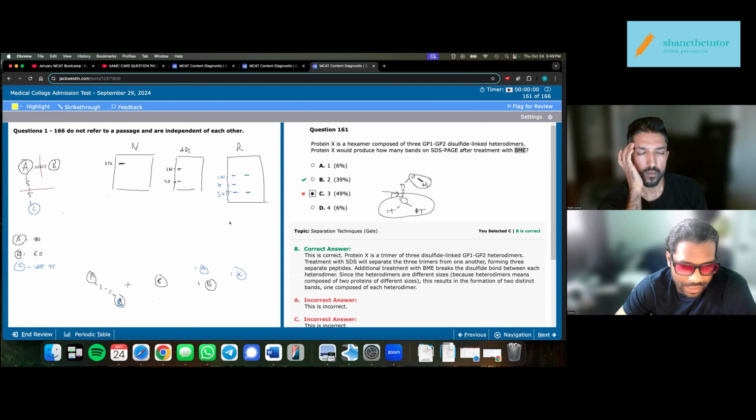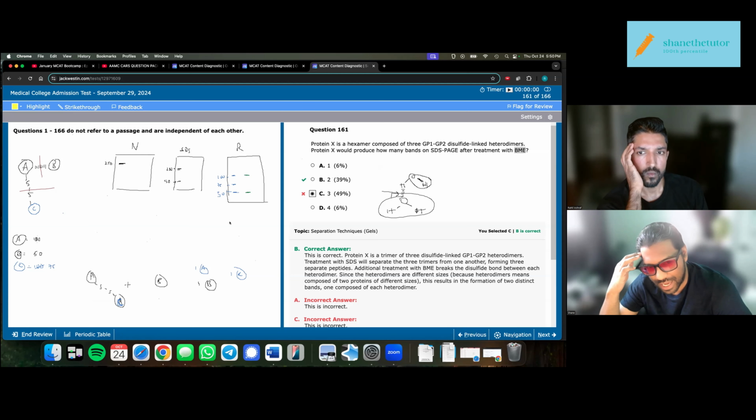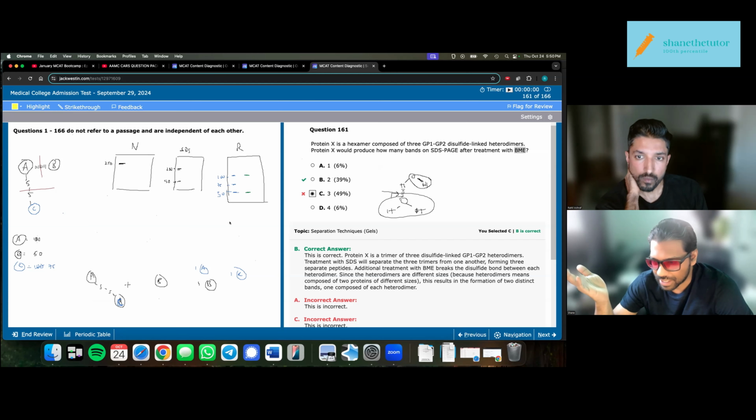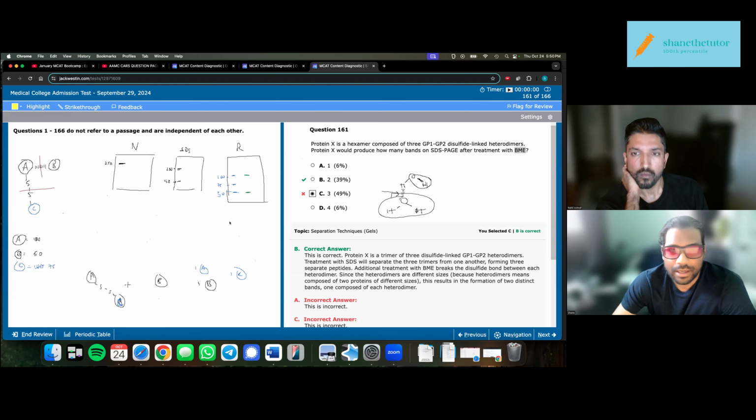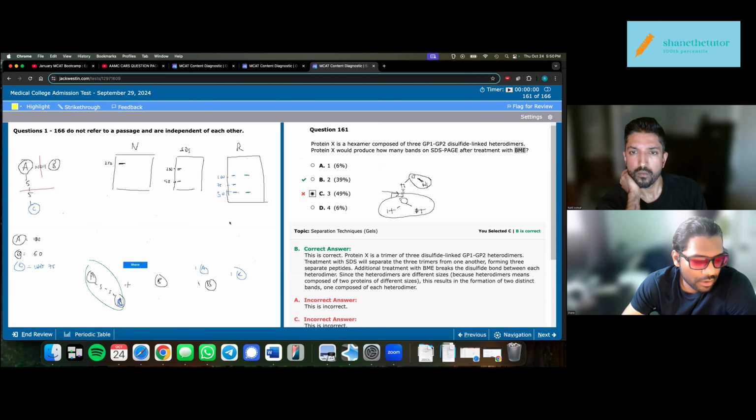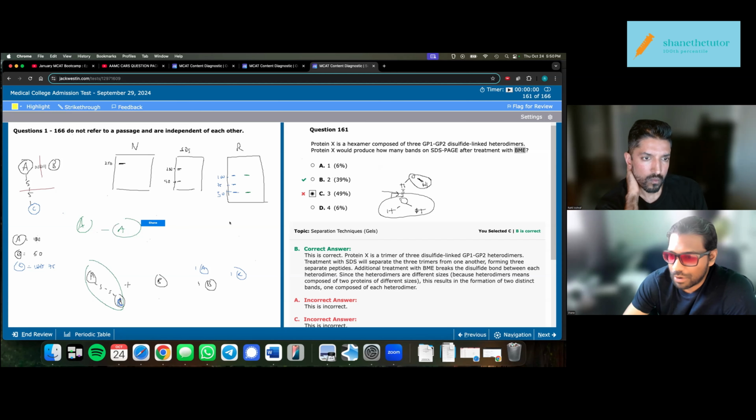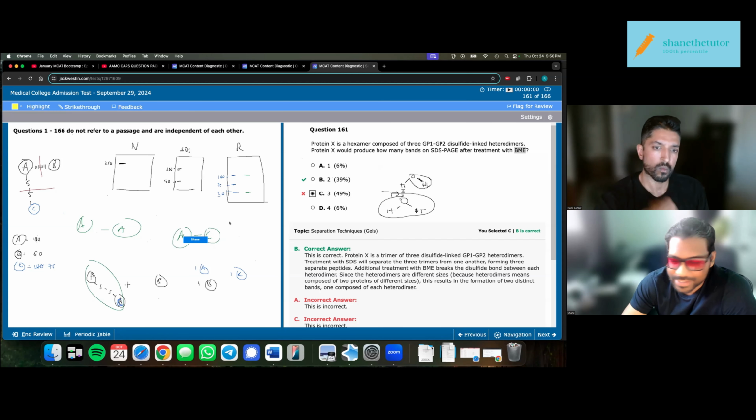So that's something that can be a little tricky. So, okay. Now, this question says protein X is a hexamer, means six subunits, right? Composed of three GP1-GP2 disulfide linked heterodimers. Okay. Now, what I wrote here, if it's A bound to A, this is a dimer that's a homodimer because they're the same. But if it's A bound to C, it's still a dimer, but now it's a heterodimer because they're different.